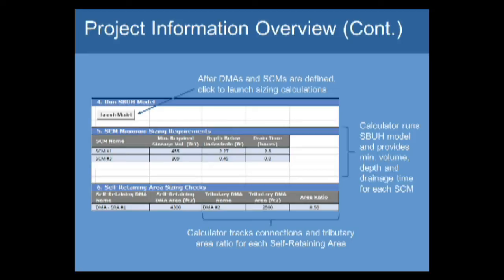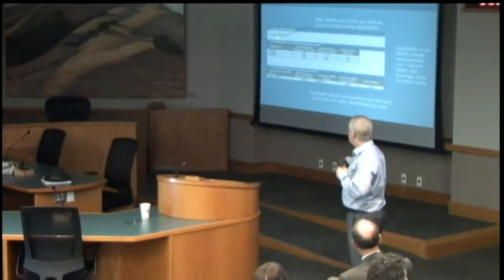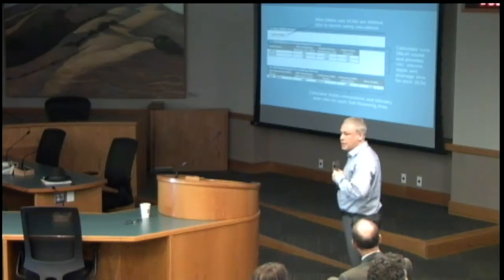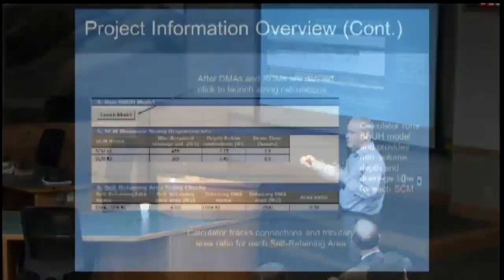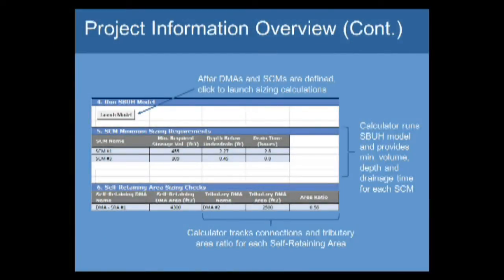Okay. So then these next two blocks are the places where bioretention sizing requirements, total minimum storage requirements, depth of gravel beneath the underdrain, and then also time to drain out are reported. And then in the last block at the bottom, for projects that utilize self-retaining areas, that's where the self-retaining areas themselves are listed, the DMAs that drain to them are listed, and then the ratio of the areas.